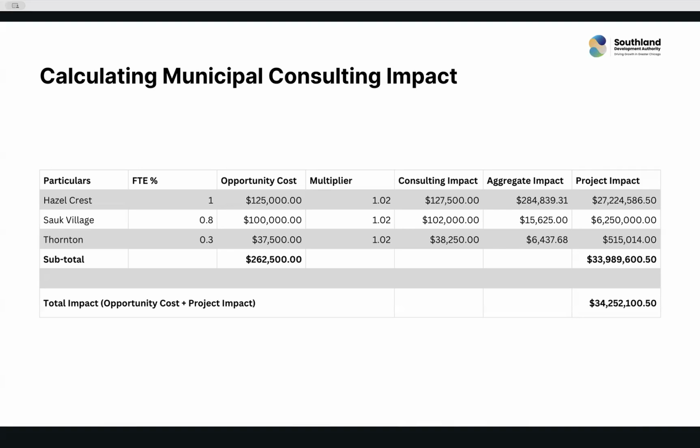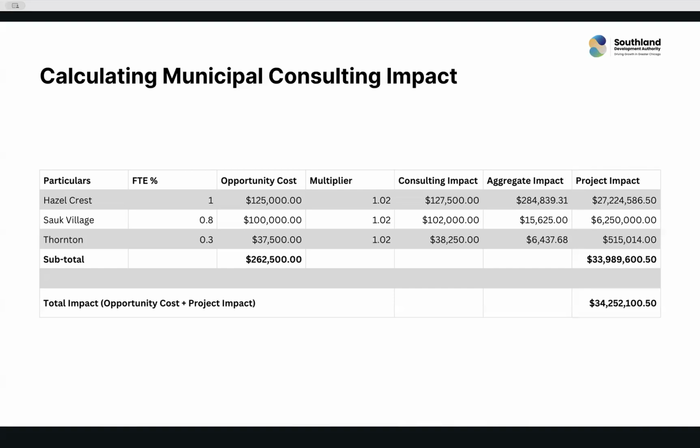Multiplying the opportunity cost by the multiplier produces the consulting impact figure. This captures how much local economic activity is generated right away by the consulting engagement. The aggregate impact column shows additional indirect benefits, including supplier and vendor activity in the local economy. The project impact column shows the much larger value of the full capital or development project that our technical assistance has helped each community unlock.